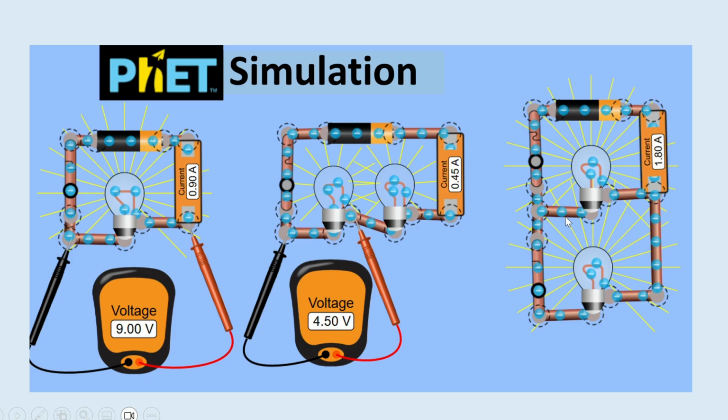When we added the second bulb in parallel, we noticed how the total current, which is the bit traveling in this portion, is twice that of the first circuit. So adding more resistors in parallel lowers the total resistance.